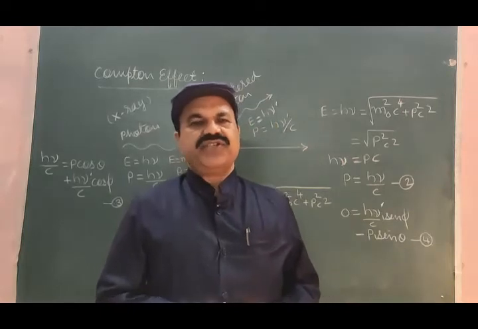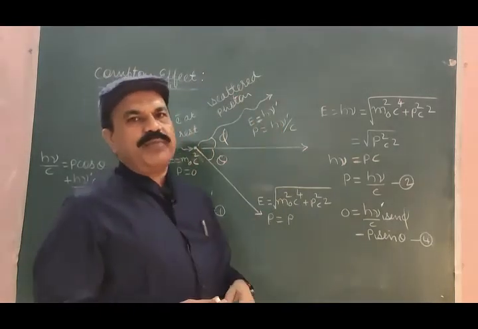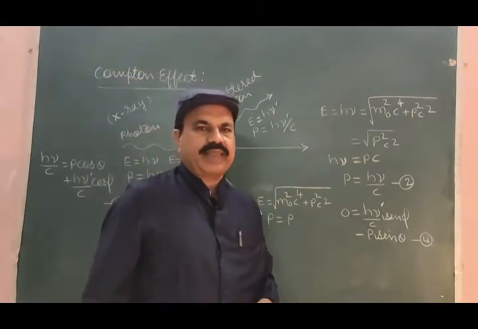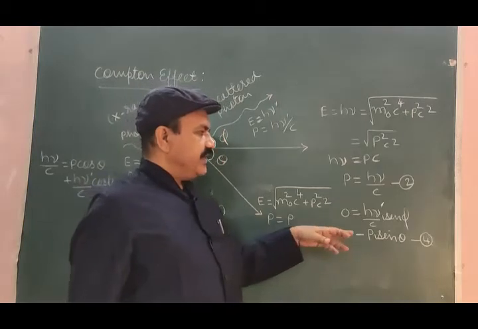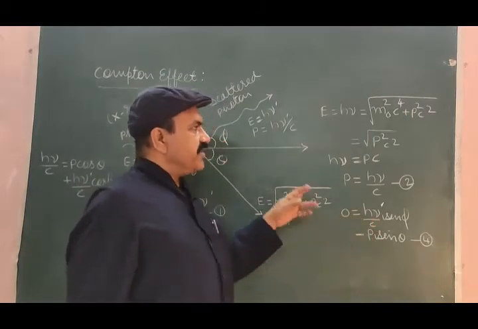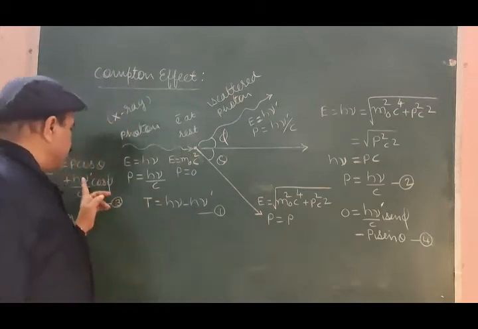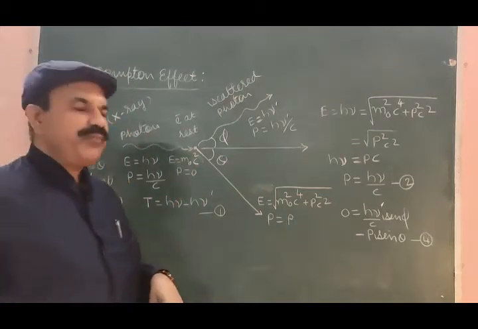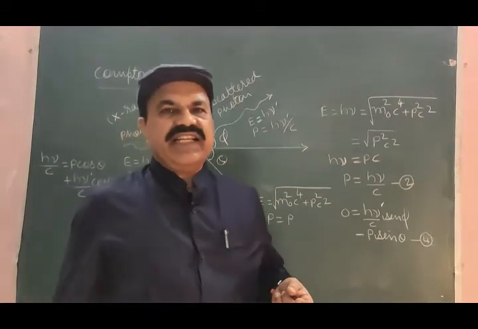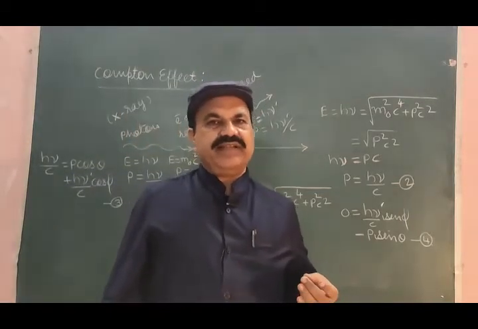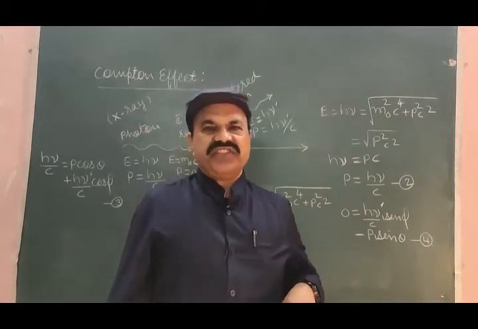In the previous lecture, we started the Compton effect. We arrived at equations 1, 2, 3 and 4. Equation 1 is for the kinetic energy gained by the recoiled electron after collision with the photon.